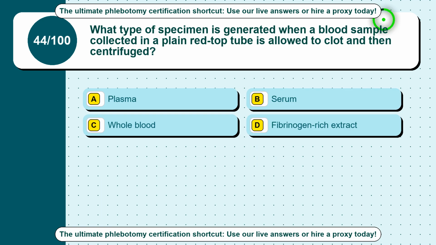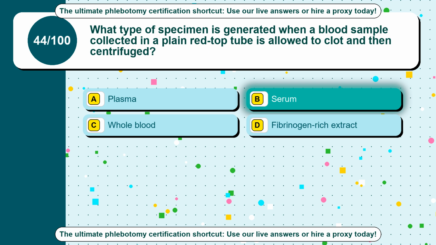Question 44. What type of specimen is generated when a blood sample collected in a plain red top tube is allowed to clot and then centrifuged? Option A, plasma. Option B, serum. Option C, whole blood. Option D, fibrinogen-rich extract. The correct answer is option B, serum.